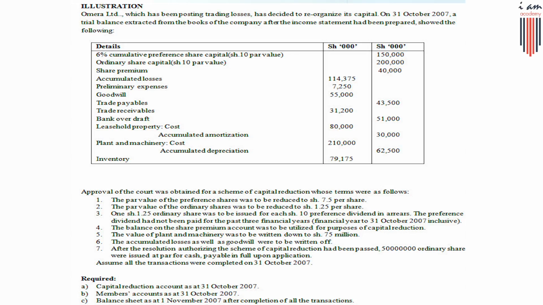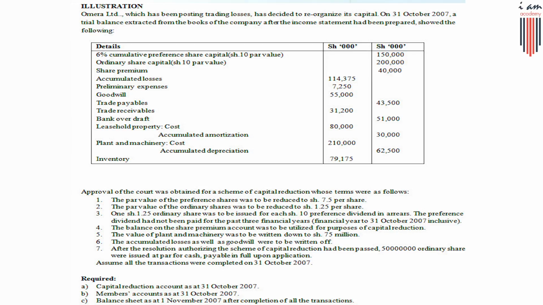We also have the preliminary expenses. Preliminary expenses are going to be recognized in the statement of financial position. Unless otherwise we were told that they were written off, they will be recognized as non-current assets. We have the goodwill. Goodwill may also be written off. It depends from one company to another. One company on reconstruction, they may decide to write off the goodwill. So if that is the case, we debit our capital reduction account, we credit our goodwill.